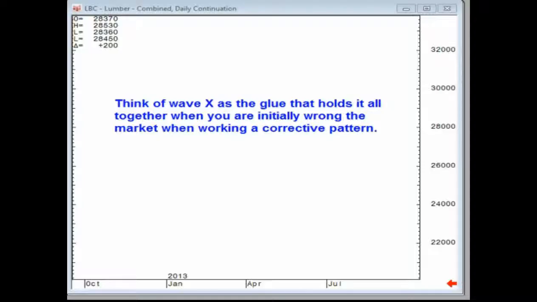Today's topic is WaveX. Think of WaveX as the glue that holds it all together when you are initially wrong about the market while working a corrective pattern. Let me explain.